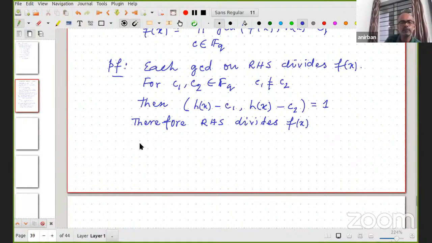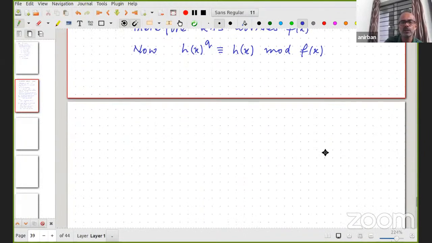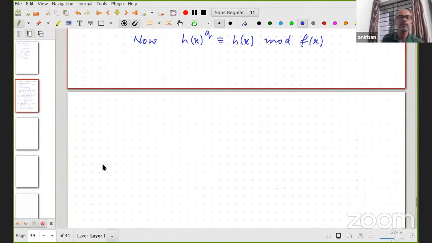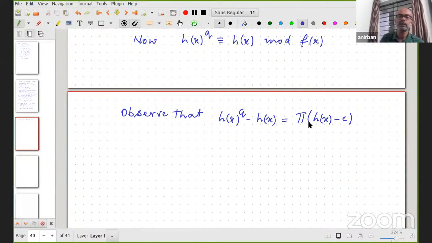Next, what we look at is this condition. So what we have is hx to the q is hx mod fx. I just go to the next page. This is the condition we have, just to recall. So that's the assumed condition on hx. And observe that hx to the q minus hx is going to be a product of hx minus c. In fact, this is at the heart of the proof.